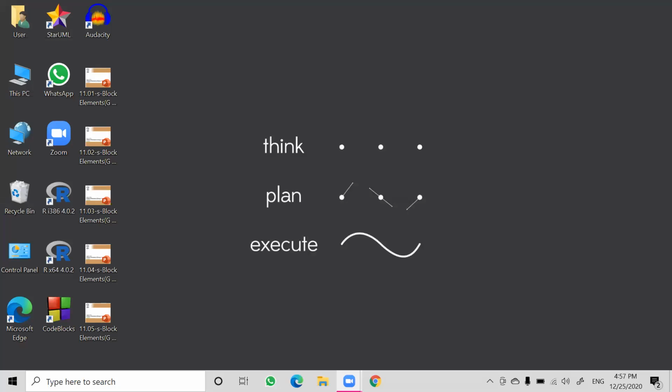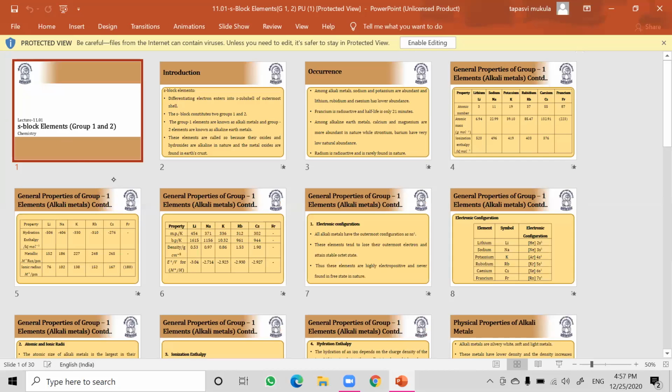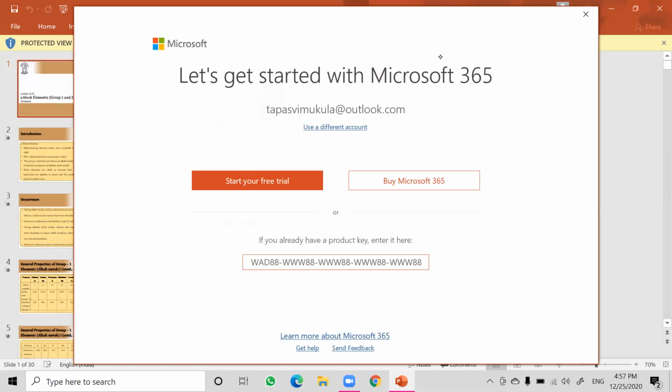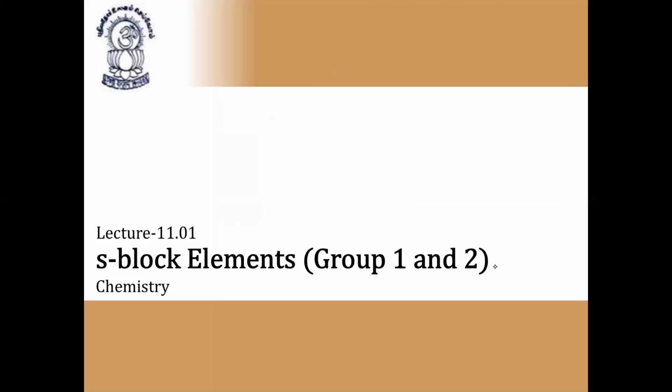In the previous lecture, we completed ionic equilibrium. Now we are going to start a new topic in 11th class, that is S block elements. This comes under inorganic chemistry. Till now we have completed organic chemistry. Now we are going to start inorganic chemistry. So let us start. In the inorganic chemistry part, the first chapter we have is S block elements.